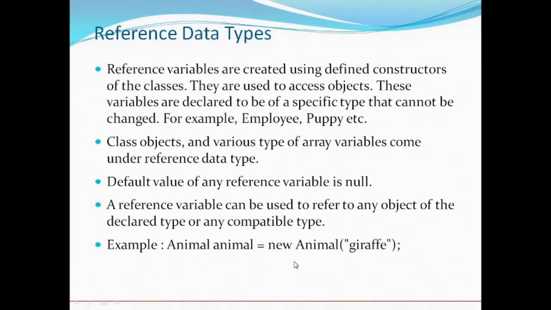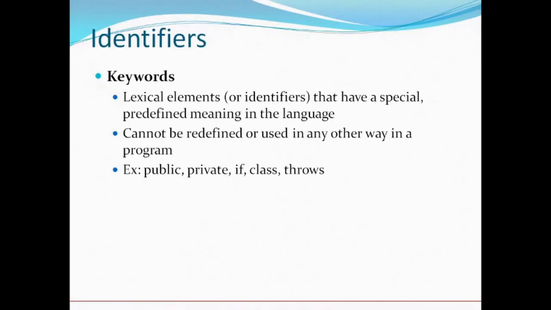Animal. So what is happening is, if you are defining an object of a particular class, it can be assigned to another. Okay. Now, what are identifiers?